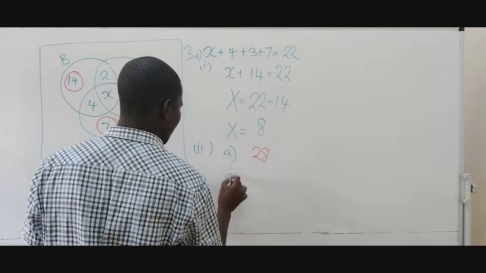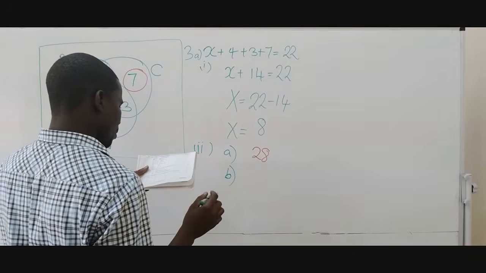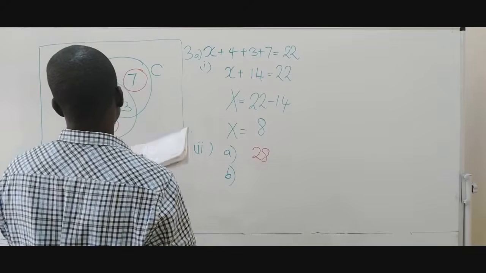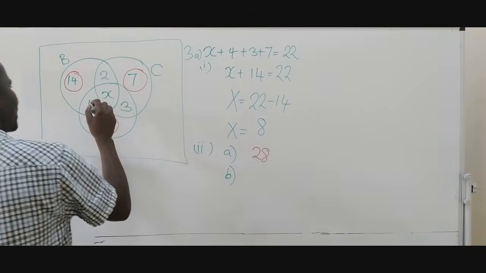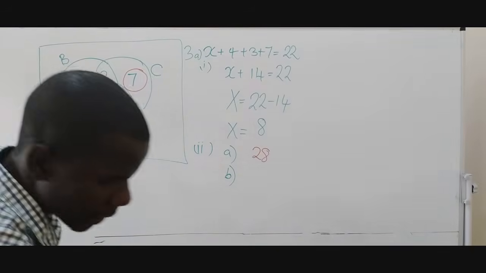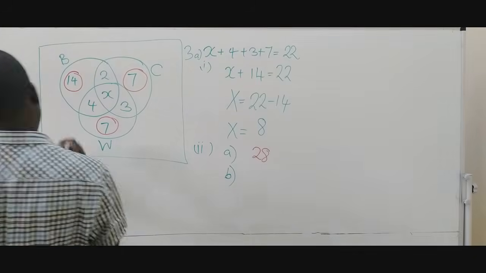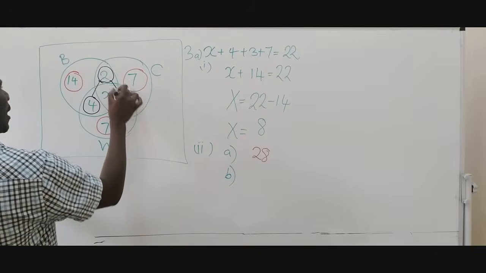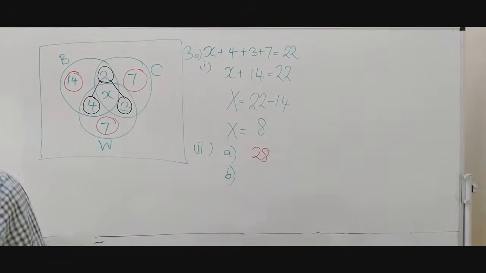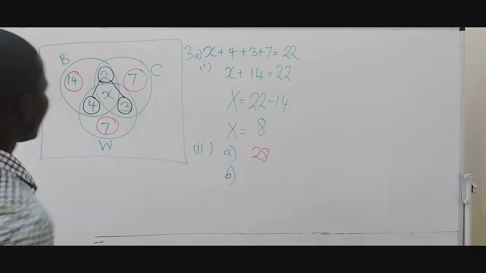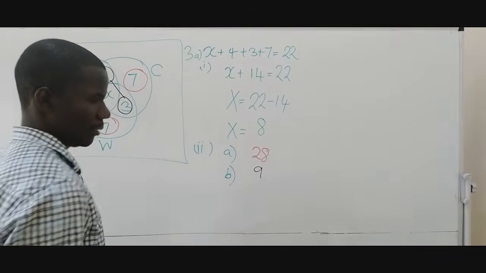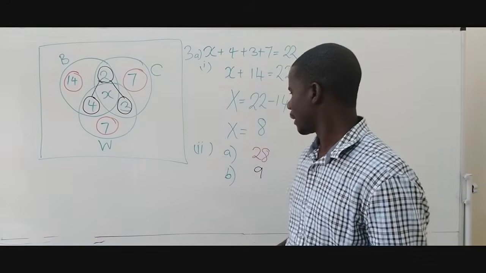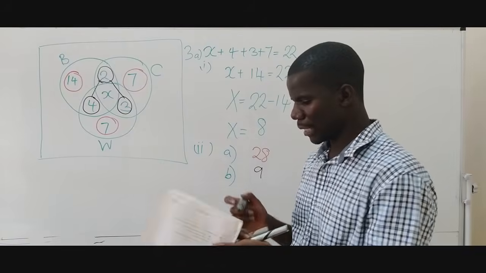Then, those that use two different modes of transport. So it means we need to add now. Two different modes of transport. That means we need to add this one and this one as well as this one. What are we going to get? This is going to give us 9. So 9 is our answer here.